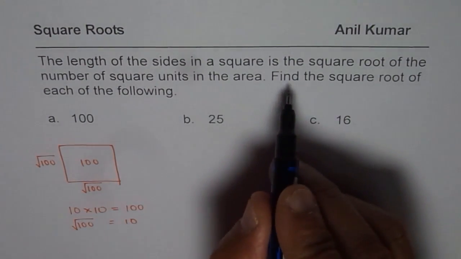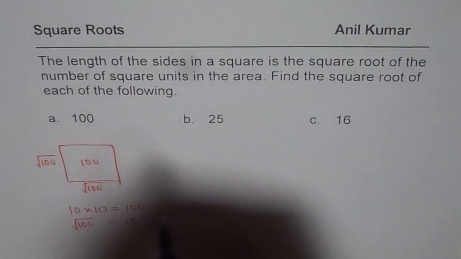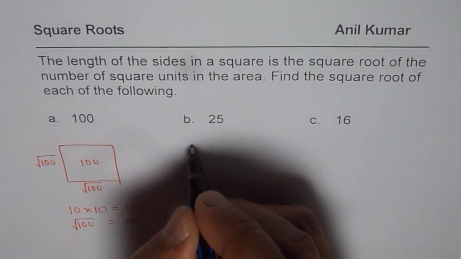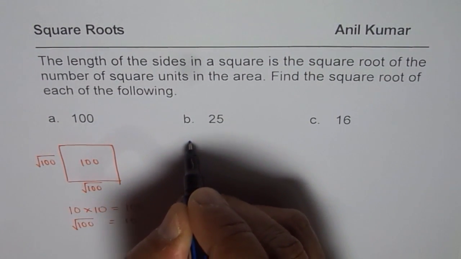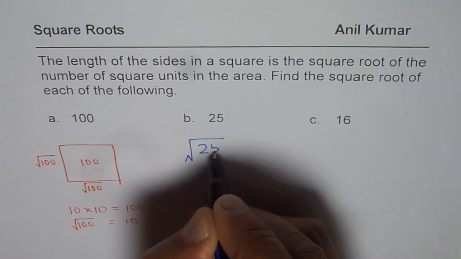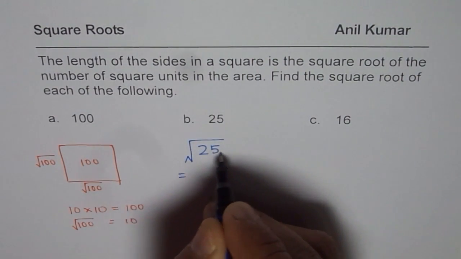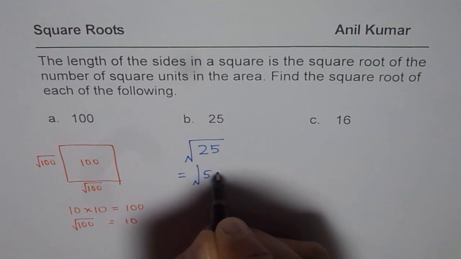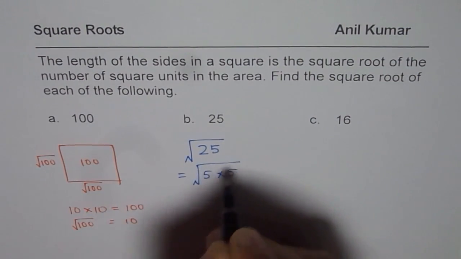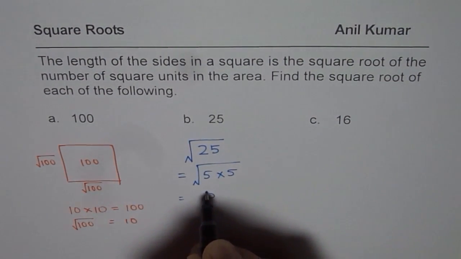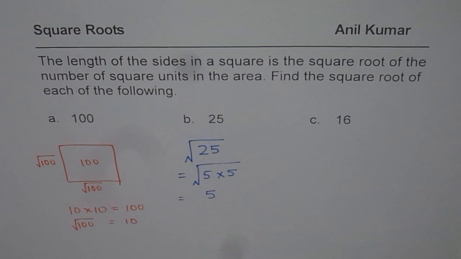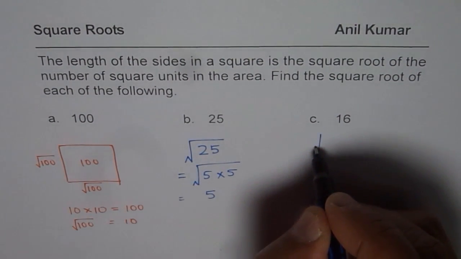So the question is, find the square root of each of the following. Let us find the square root of 25. Square root is a symbol like this. So the square root of 25 is equal to, we can write 25 as 5 times 5. And the square root of this will be the number 5. Correct? Now we need to find the square root of 16.